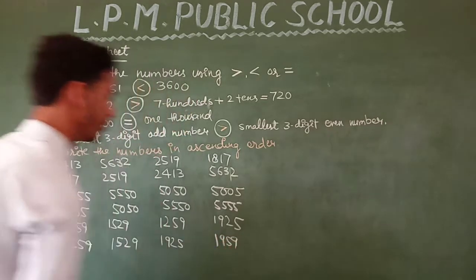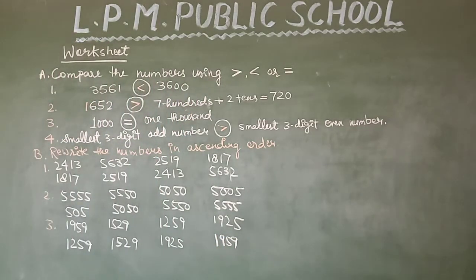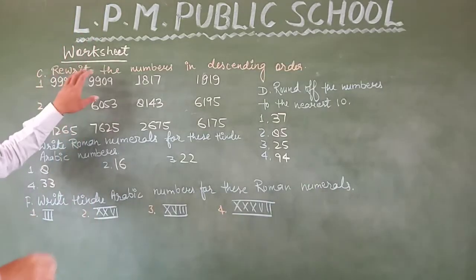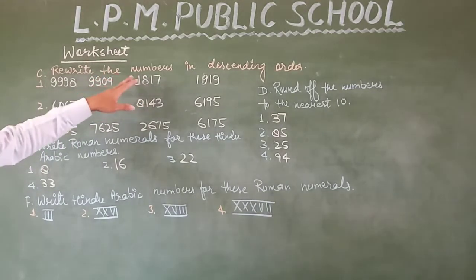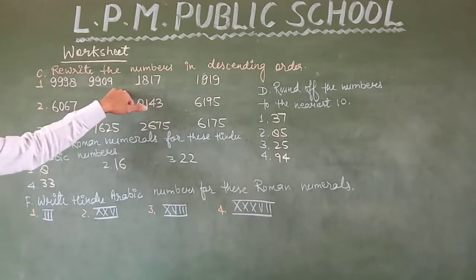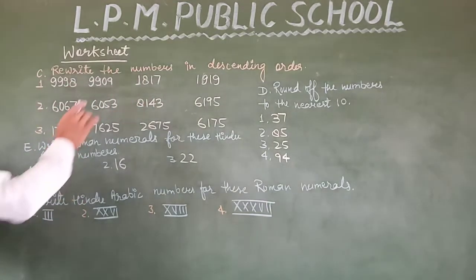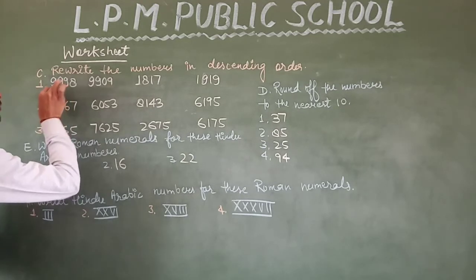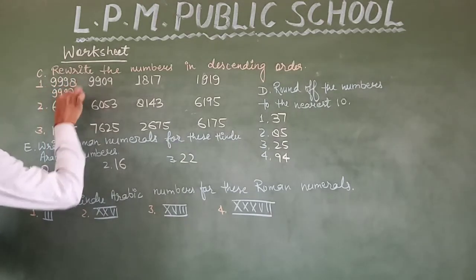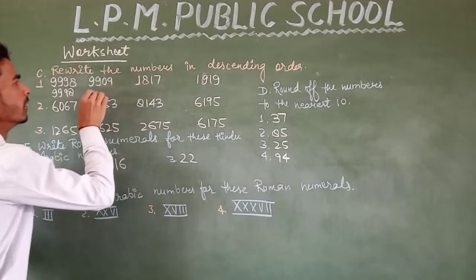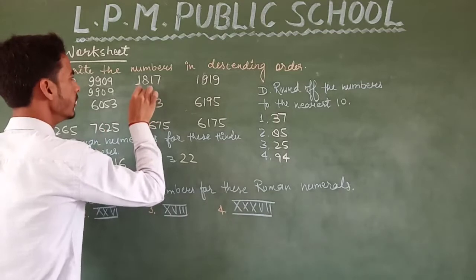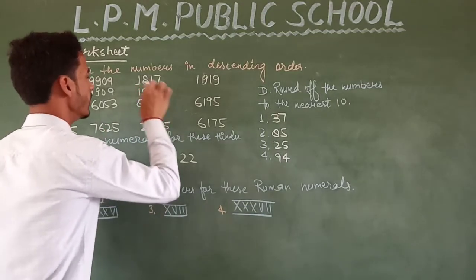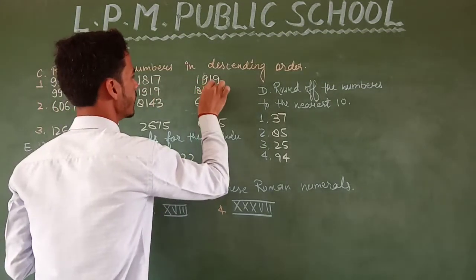Okay, and the next question is: rewrite the numbers in descending order. We have to rewrite these numbers in descending order. You know that descending order is from greatest to smallest. So the greatest number is 9998, and after that there will be 9990, and then 1919, and the smallest number is 1870.